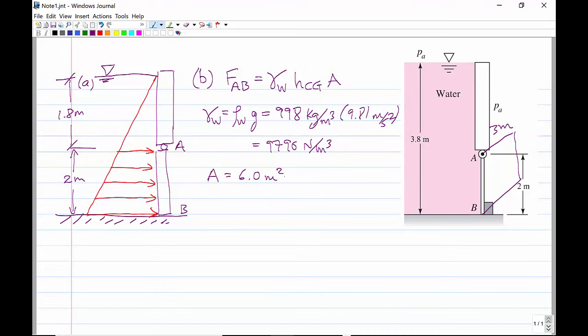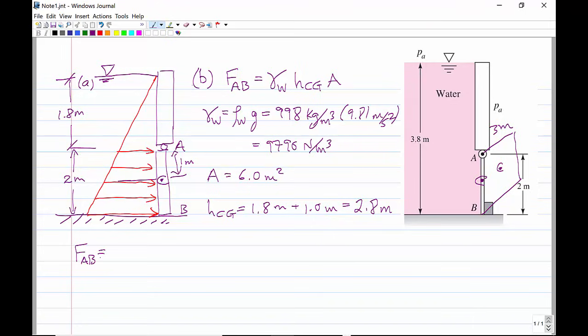Now, we need to get the height of the centroid. The centroid of this gate is going to be dead center in the middle. Let me draw it over here, the centroid. And so that distance there is going to be 1 meter. So the depth of the centroid, HCG, is going to be that 1 meter plus 1.8 meters. So 1.8 meters plus 1.0 meters, 2.8 meters. That's the depth of the centroid of the gate from the free surface.